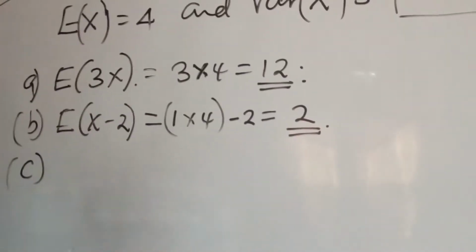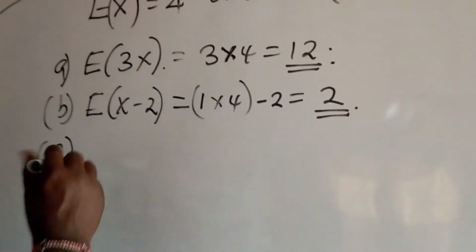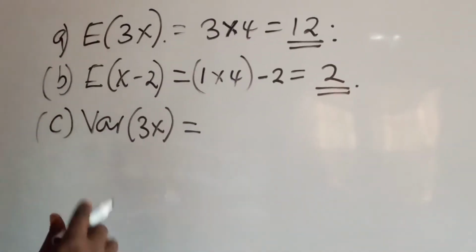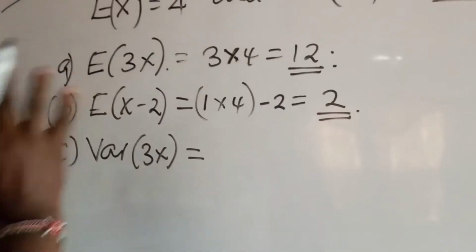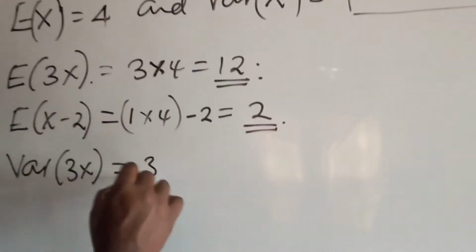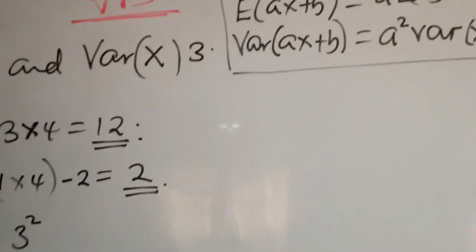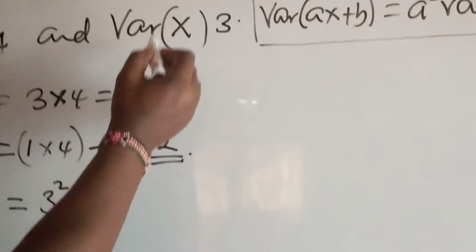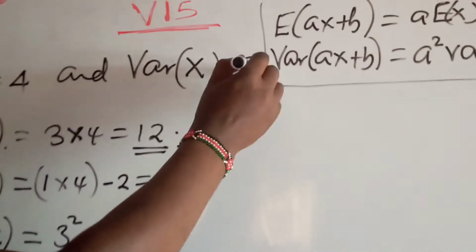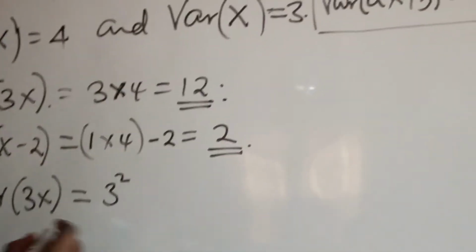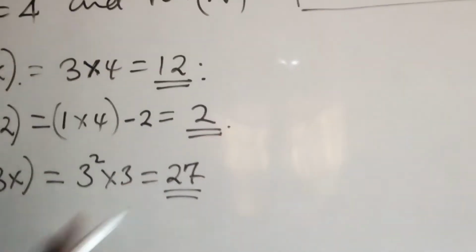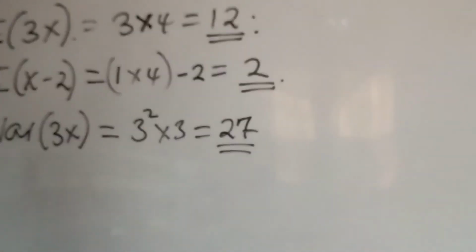What about part C? Part C requires us to calculate the variance of 3X. This one, it doesn't matter whether we have a b or not. b should not affect our variance. That means this is 3 squared, because our a is 3, times the variance of X, which was 3. Now, 3 squared is 9, times 3, which is 27. And that is the solution to part C.